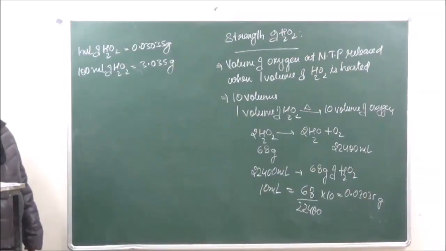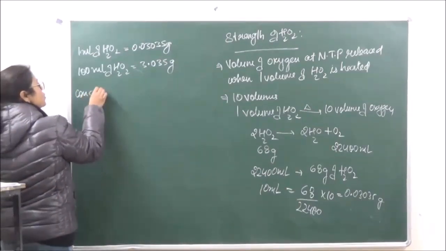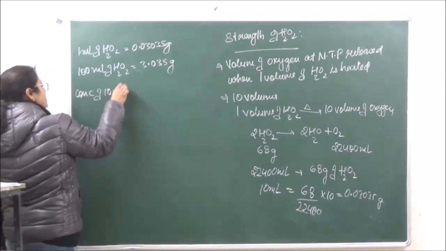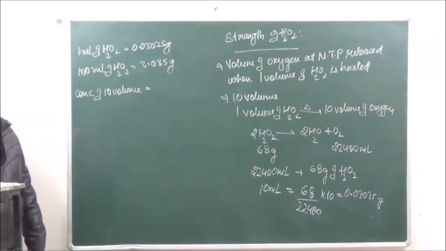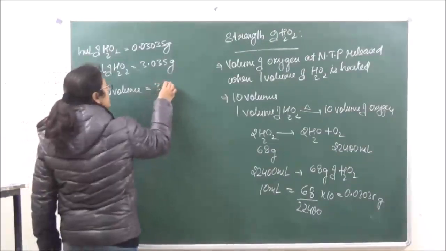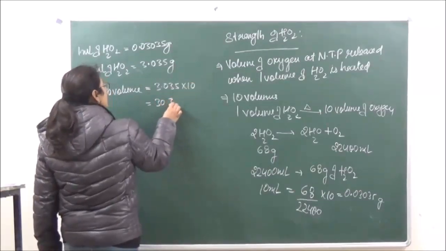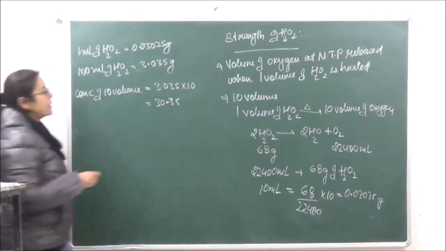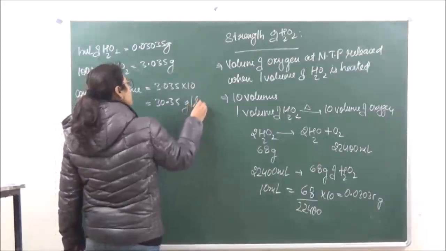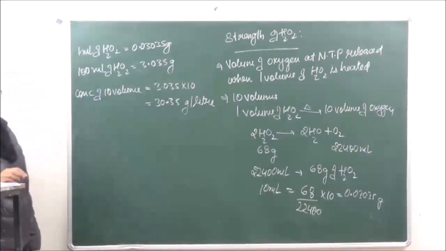So what is going to be the concentration of 10 volume? Concentration of 10 volume will be equal to 3.035 into 10. That is 30.3 grams per liter. You can directly take 1000 ml also over here. 1000 ml, that is going to be equal to 30.35.